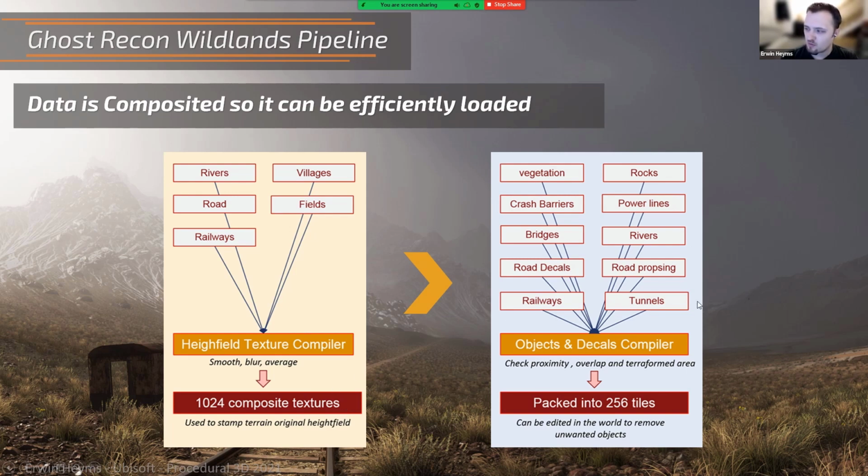And then we did the same thing for the props, which were checked for proximity, overlap, and if they needed to terraform the area. And they had a priority, so certain objects would remove others, right? So we wouldn't have a tree inside of a rock or something. And those were tiled into about 256 tiles.